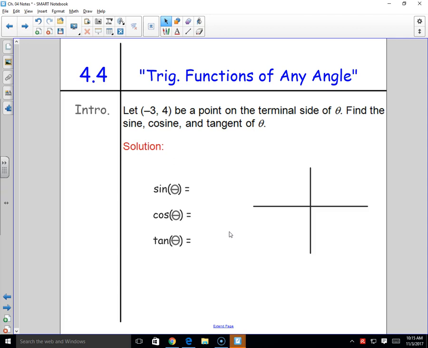Alright, you guys got it right. Good. Where is 7 pi over 6? What quadrant? Wait, think. Does that make sense? We have all 6 pieces and one more.